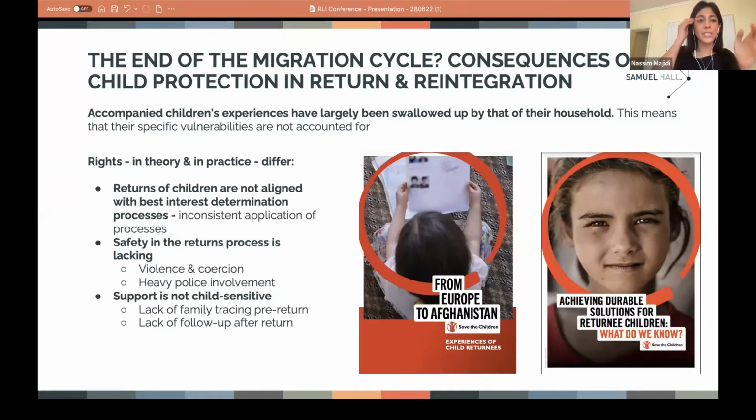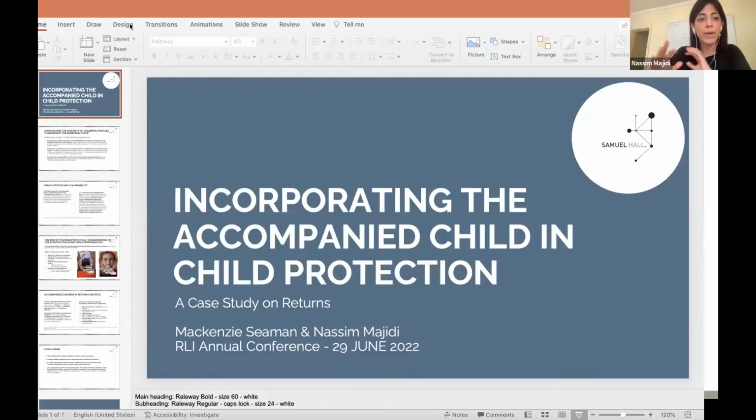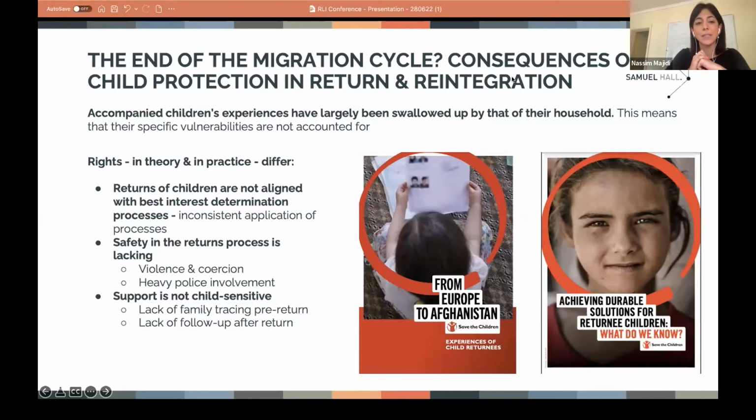So Mackenzie was just telling you about the gap in research and empirical evidence. It's a gap we've been trying to fill through some of our research at Samuel Hall. Here you have two pictures of two research studies we released in 2018 with Save the Children, one specifically on returns to Afghanistan and one comparing Afghanistan, Syria, Iraq, so different contexts.